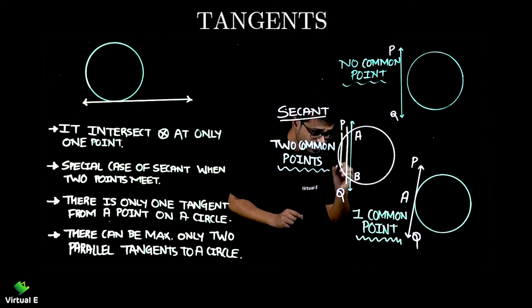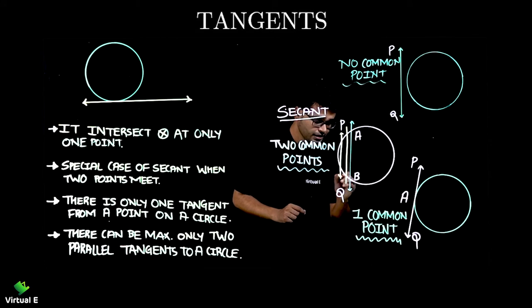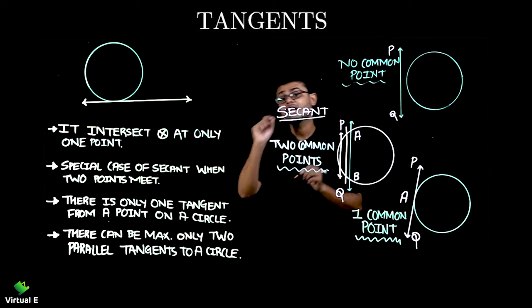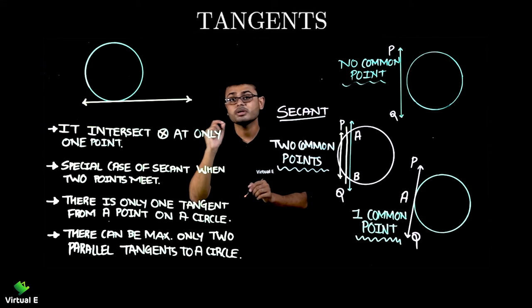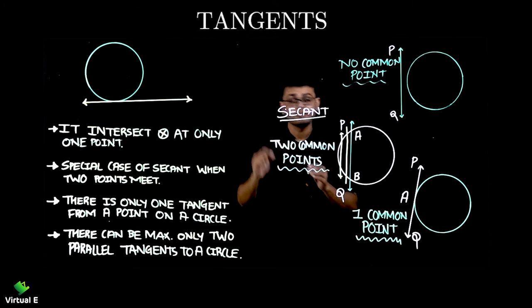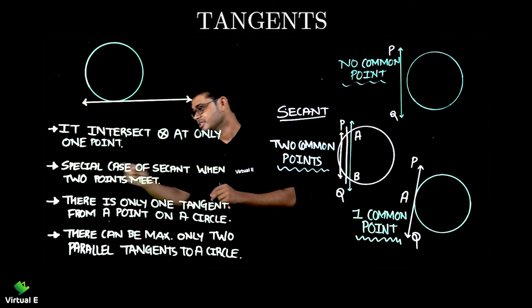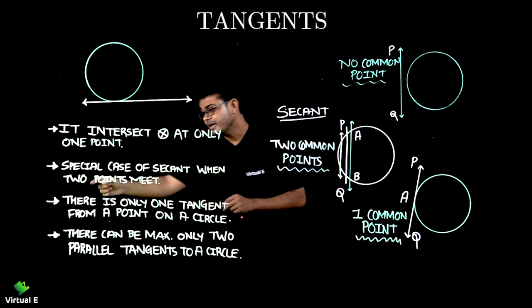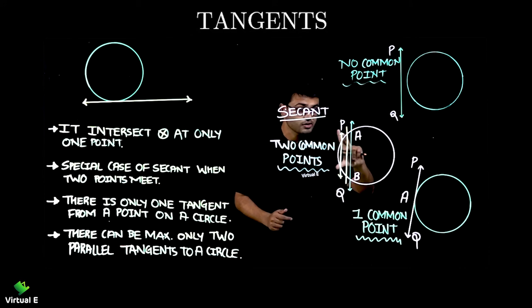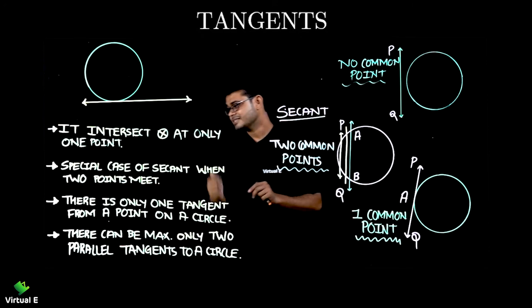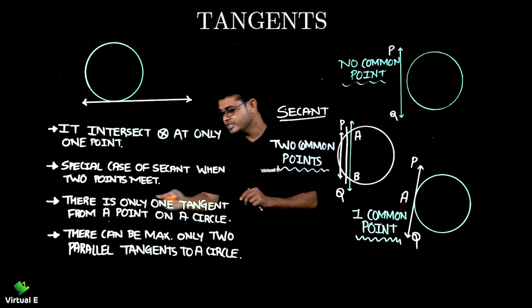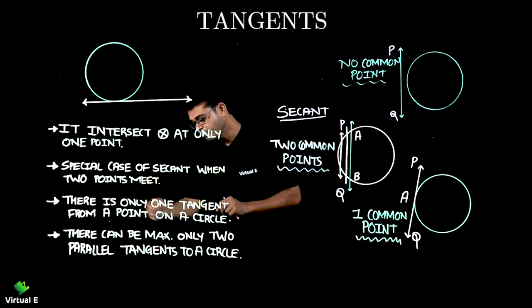Let's draw this third line, right? So the distance is decreasing. So there will be one point where there is no distance between A and B, meaning they will meet. So that case is what? Tangent. This is what it means when it is written that special case of secant when 2 points meet. These 2 points are going to meet, right? That is tangent. There is only one tangent from a point on a circle.